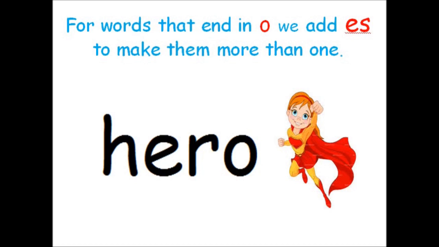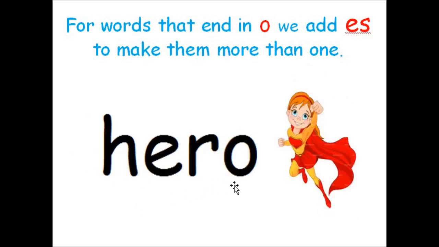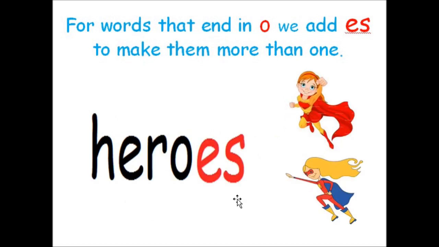Here is another example. Hero. One hero. Our word ends with O. What if we wanted to show more than one? We would add e and s to the end of the word hero because the word ends with O. One hero, two heroes.